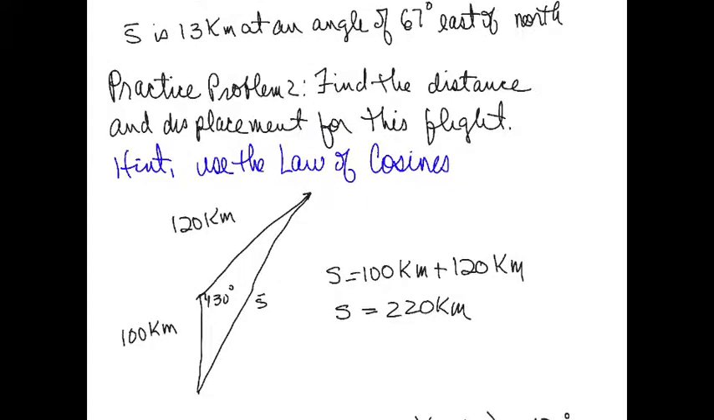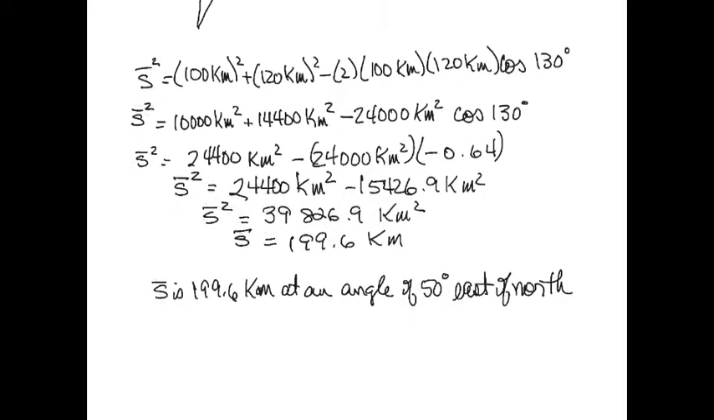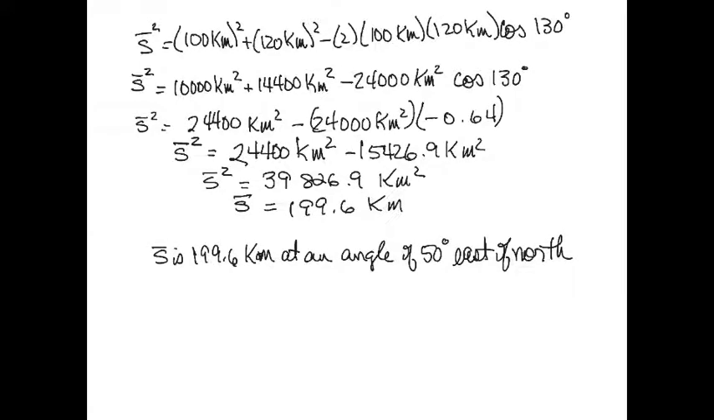All right, you're back from working your problem. Go through the law of cosines. You see the answer, the displacement is 199.6 kilometers and an angle of 50 degrees east of north.